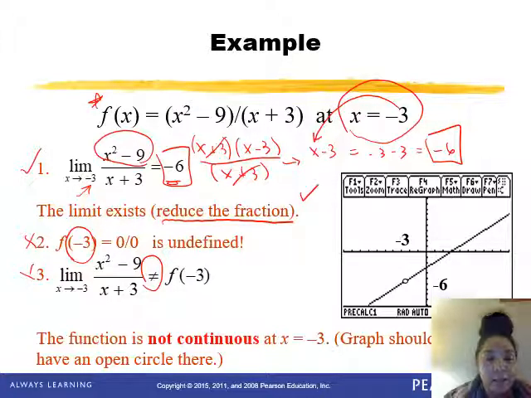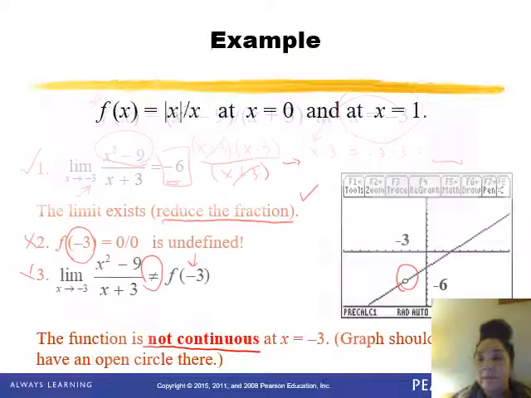The limit of x squared minus 9 over x plus 3 is not equal to the function when we plug in minus 3. Because all three things do not happen, the function is not continuous at x equals negative 3. And so you can look at this graph here. It's zoomed in, so you can see that it has a hole here at x equals -3.